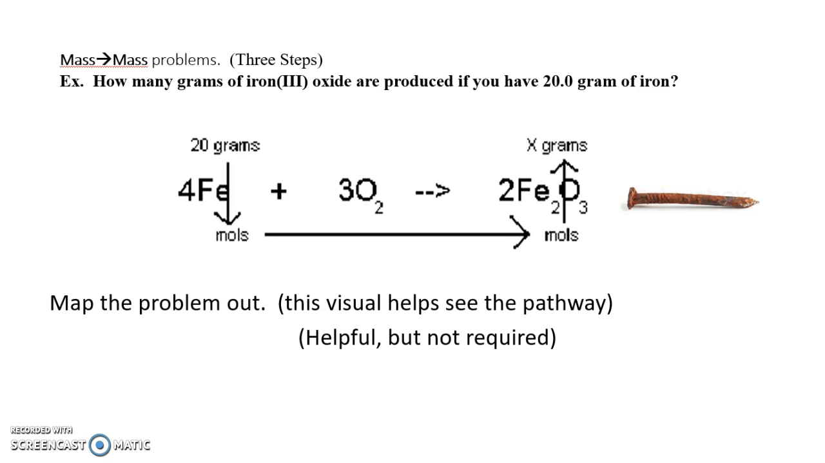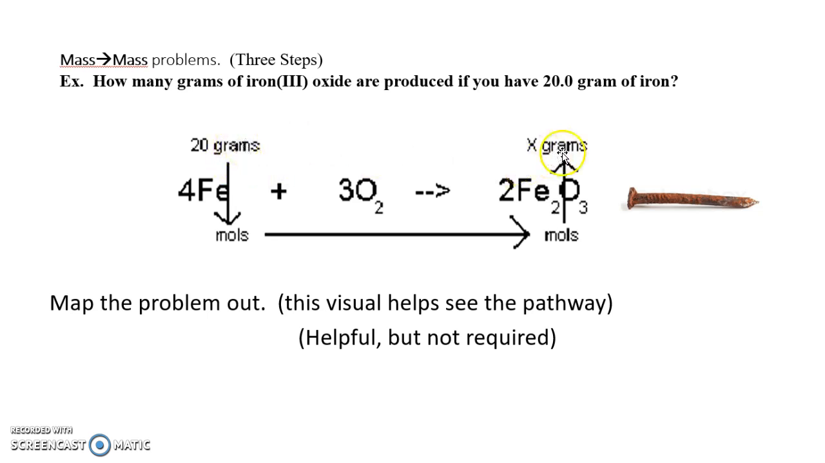In class, I like to teach using a road map. This is a technique which works for most of my students, where you put moles on the bottom and grams on the top, or liters if it's a mass volume problem. In this mass problem, I wrote 20 grams over the iron, and I put X grams over the iron 3 oxide to give us sort of a plan to actually get through the problem.